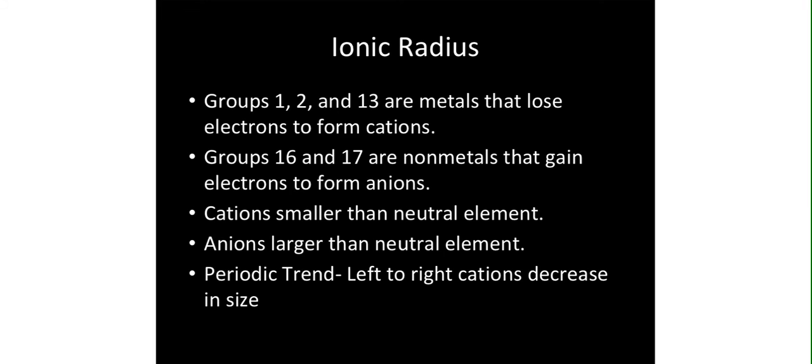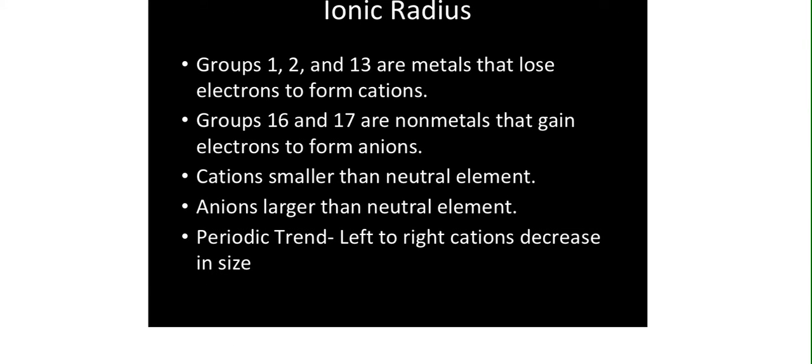Groups 16 and 17 are nonmetals that gain electrons to form ions. So really, it's a beautiful relationship when you have groups 1 and 17 see each other, and they're like, hey, you have 1, I have 7. Let's get together, and we form a full shell of 8, and we are now stable and very happy. So cations are smaller than their neutral element, anions are larger than their neutral element. Right now, that's all I want you to know. And of course, the periodic trend, which is that from left to right, cations decrease in size. So as you go across, your cations are going to decrease in size.